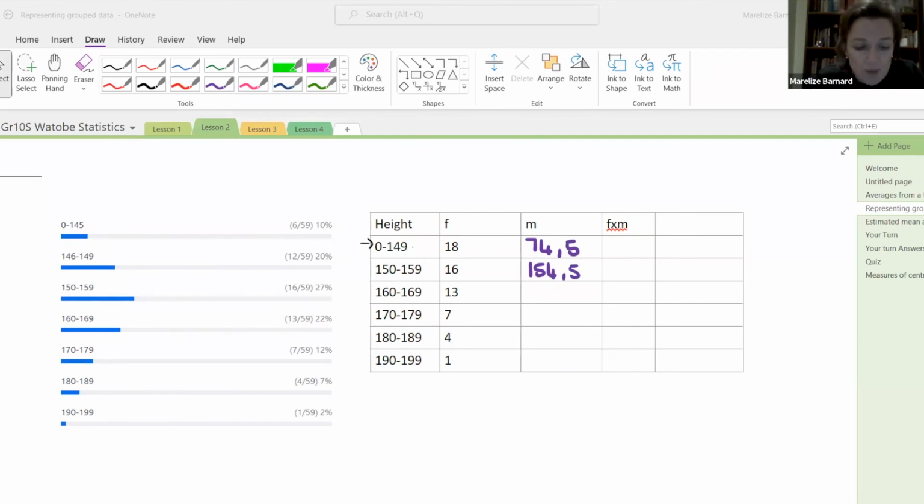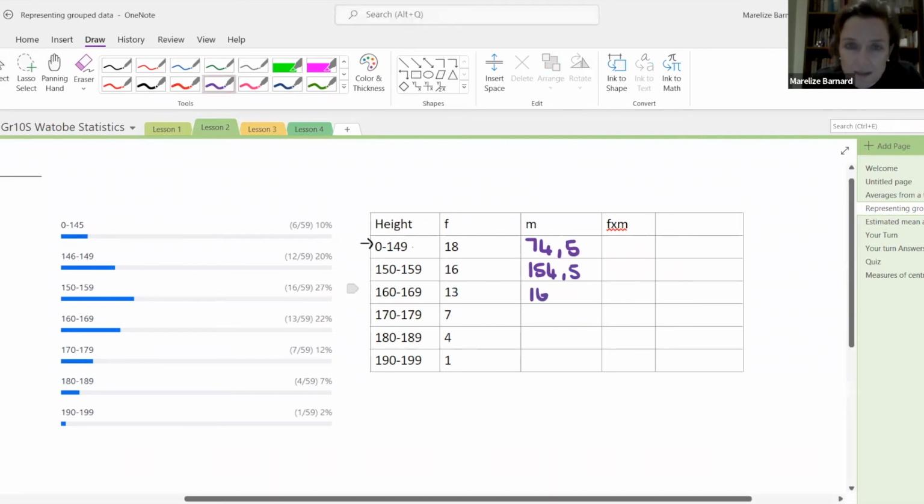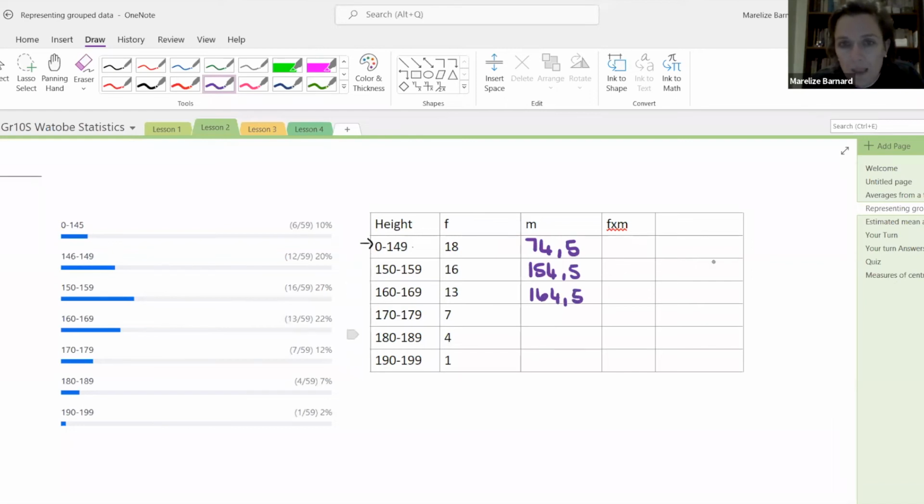And then between 160 and 169, you do the same again, add them together, divide by 2. That gives you 164,5. And then 170 plus 179 divided by 2, 174,5. And I guess this will be 184,5 and this will be 194,5.